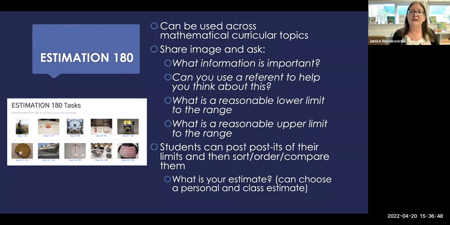And then thinking about a referent, and that might be a smaller quantity of something. If you're measuring a quantity of something, well, how much space does 2 or 3 take up? And so how can I use that to think about the greater quantity?